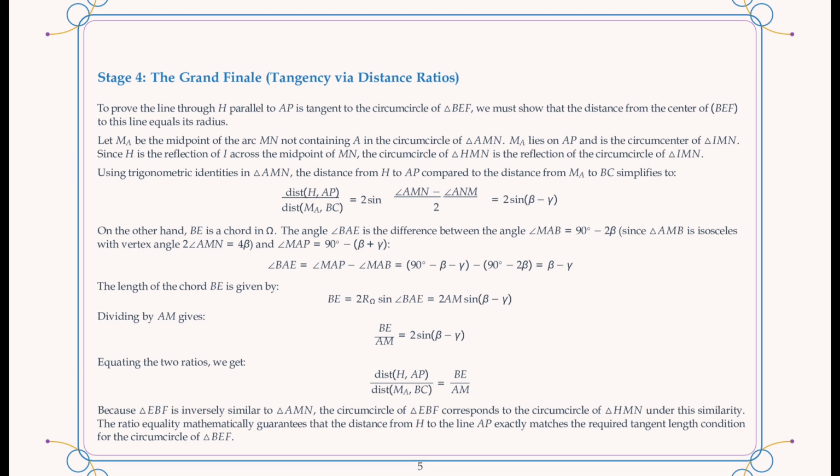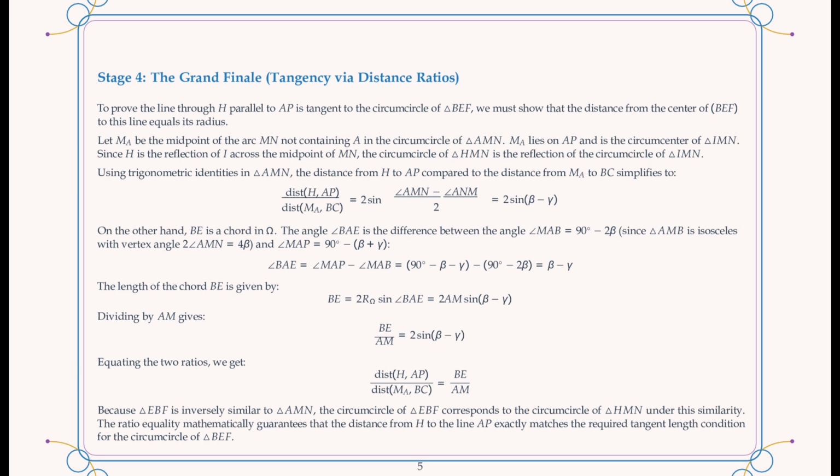The length of the chord BE is given by BE equals 2 times R omega times the sine of angle BAE, which equals 2 times AM times the sine of beta minus gamma. Dividing by AM gives BE over AM equals 2 times the sine of beta minus gamma. Equating the two ratios, we get the distance from H to AP, divided by the distance from M subscript A to BC, equals BE divided by AM.